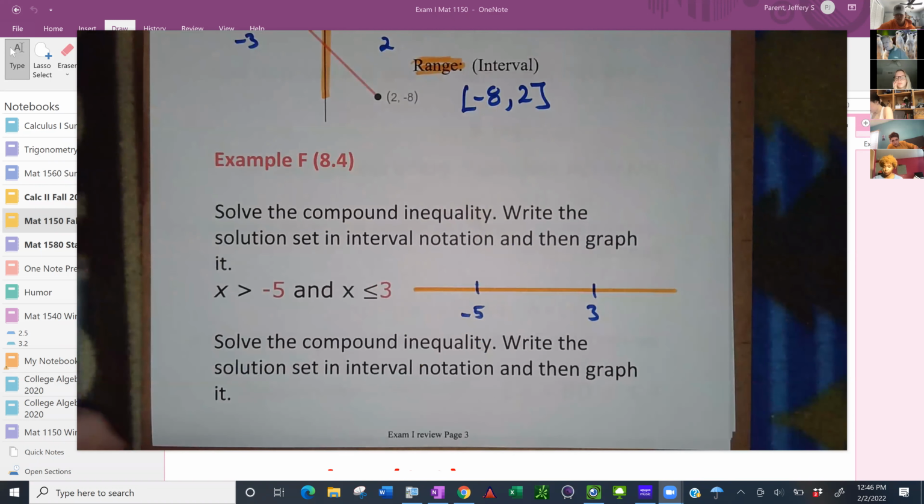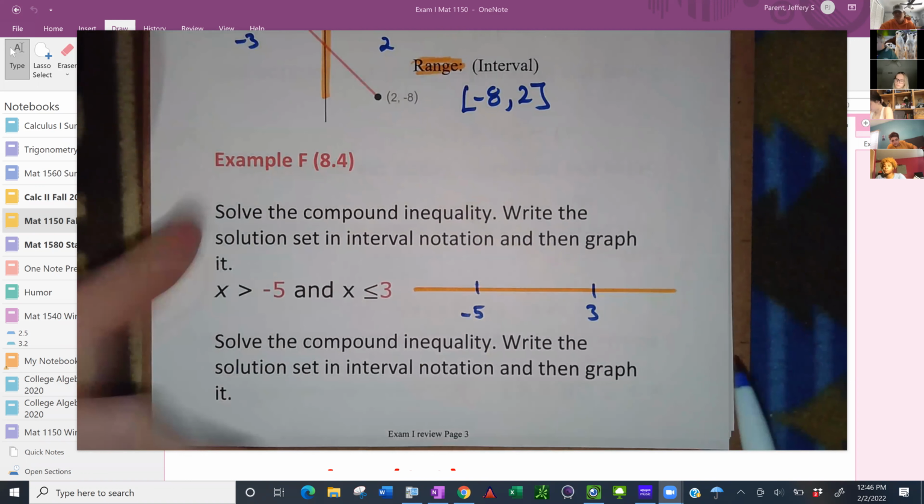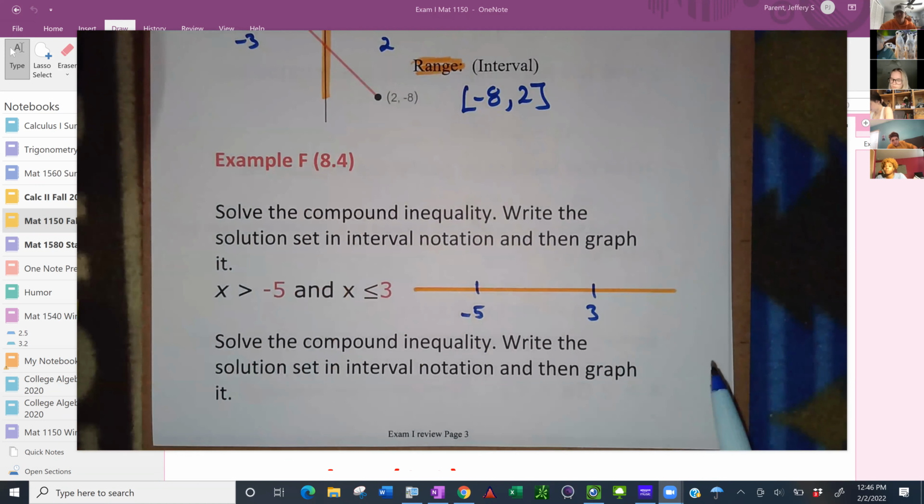Compound inequalities. I can't say that these are my favorite problems. I believe the reason that they include these is because you are going to use these ideas in solving the absolute value inequalities that follow this section. This is 8.4 if you wanted to review things there.